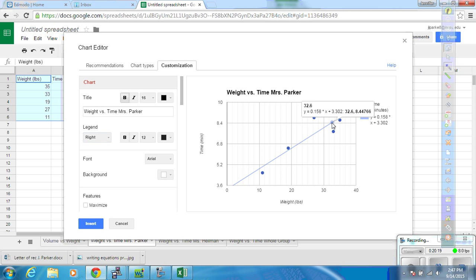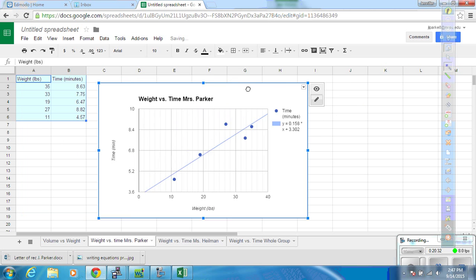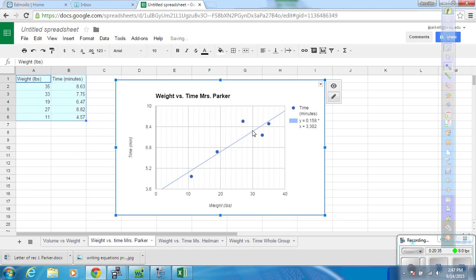Now, what's really great is that it will let you touch your trend line and actually see what things are equal to on it, which is fantastic. But once you finish all your customization and hit insert, then you've got this lovely little table and chart. You can copy and paste this into presentations or documents. You can take screenshots of it and use it in a PowerPoint or a Prezi. It gives you a nice scatter plot. You don't have to have graph paper or presentation paper or anything like that. And you can do that.